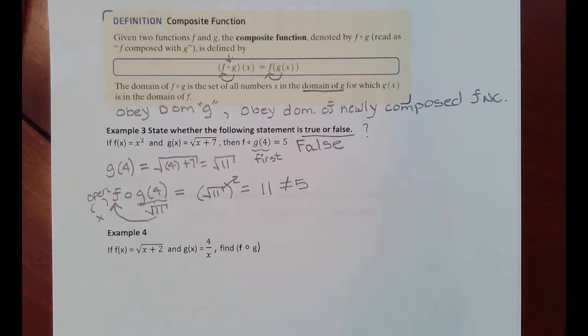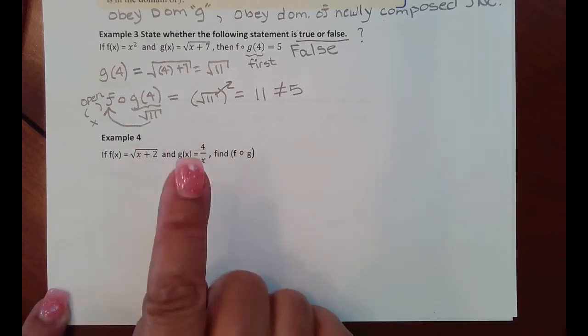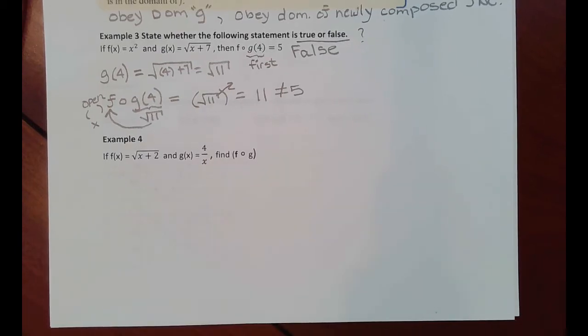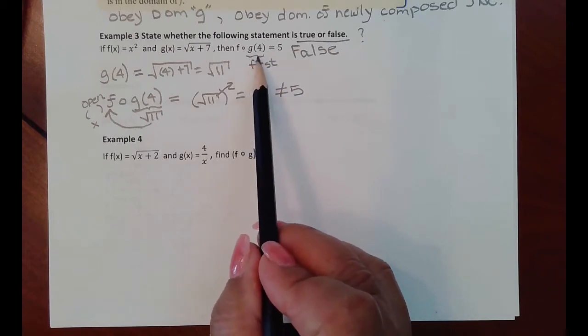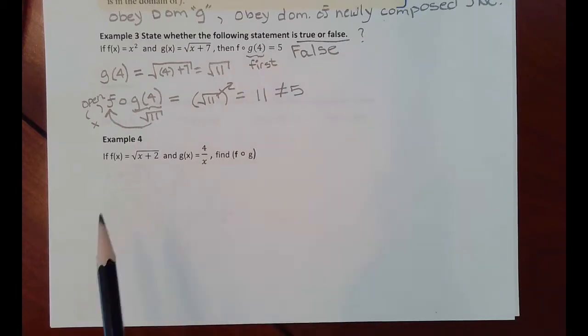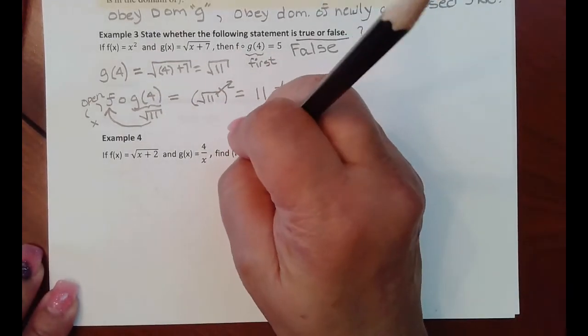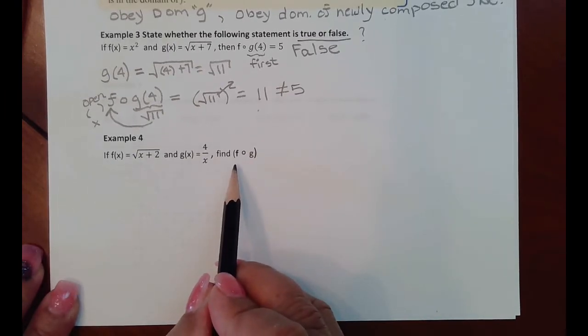Okay, moving to number 4. In number 4, they're giving f of x equal to square root of x plus 2. They're giving g of x is equal to 4 over x, and they want us to do f composed of g. So unlike number 3, notice that they don't start you off with a numeric value in the inner function. There's no little number right here. So you can't take that little shortcut of evaluating that first and then just plugging the number in. You're going to have to work with straight functions containing only x.